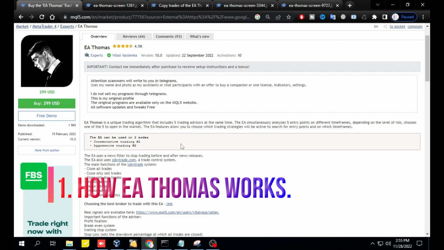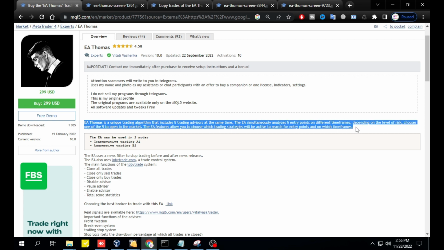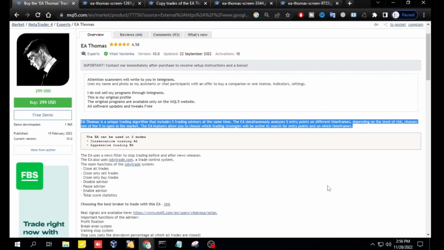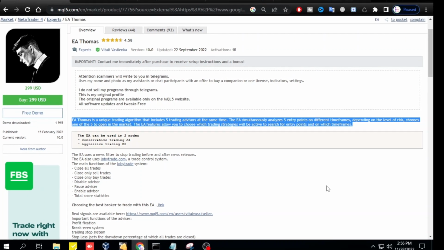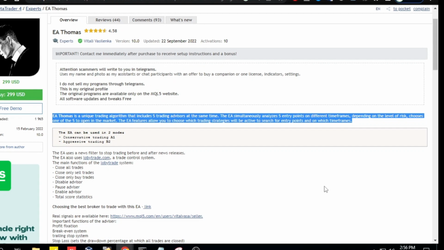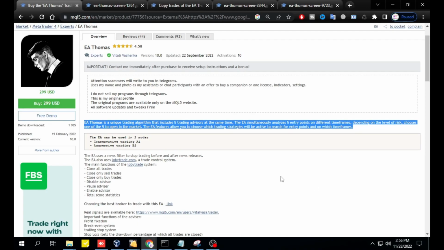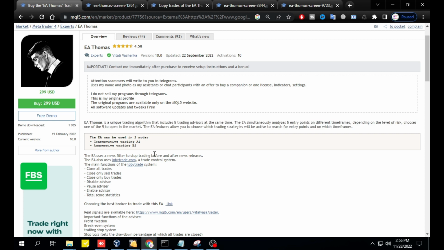One. How EA Thomas works. EA Thomas works using a unique trading algorithm that includes 5 trading advisors at once. EA uniquely analyzes 5 different time frames, can consider the risks involved, and chooses one of the 5 points to open on the market. The EA feature allows you to choose which trading strategy to be active for looking for entry points and on which time frame.